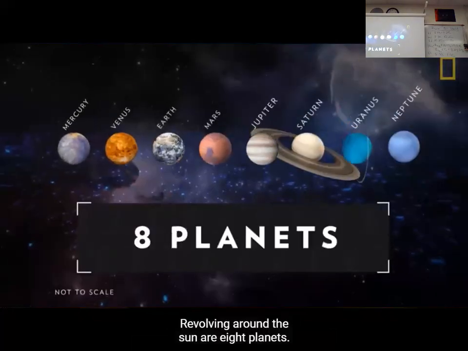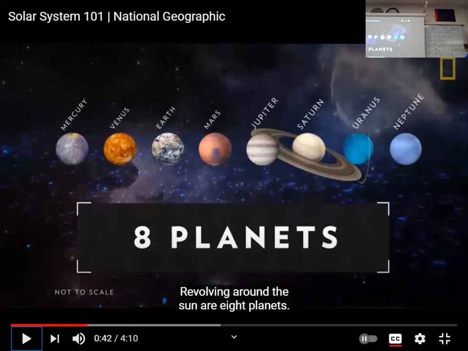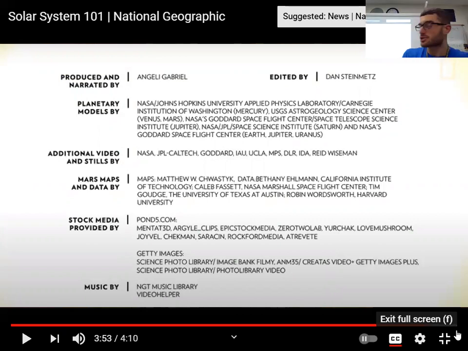Revolving around the sun are 8 planets. Here are our 8 planets in order from closest to the sun to the farthest from the sun. It's going to slowly walk you through them one by one, so if it goes a little fast, no worries. And don't forget, you've got to have the 2 categories of those planets and what separates them, keep that in mind for our projects.